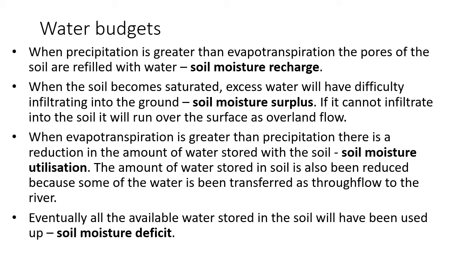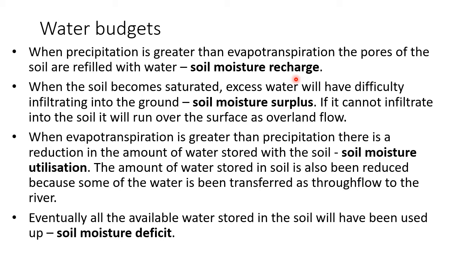But basically, when we're talking about water budgets, there are four things that can be happening. The soil can be getting wetter. There's more water, and the ground is increasingly absorbing more water because there's more precipitation than evaporation. If that happens, we call it soil moisture recharge. A bit like recharging a battery, it has more power in it. Soil moisture recharge has more water in it.